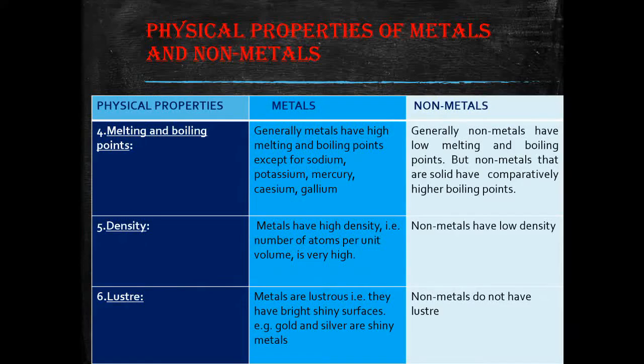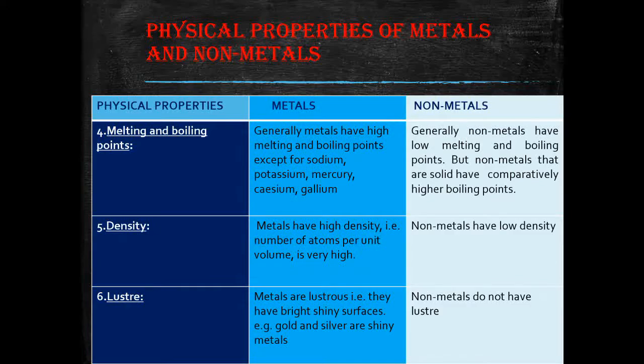The fourth property which we will discuss is melting and boiling point. Most metals except sodium, potassium, mercury, cesium and gallium have high melting and boiling points, whereas non-metals have low melting and boiling points. But non-metals that are solid have comparatively higher boiling points. The next property is density. Metals have high density whereas non-metals have low density.